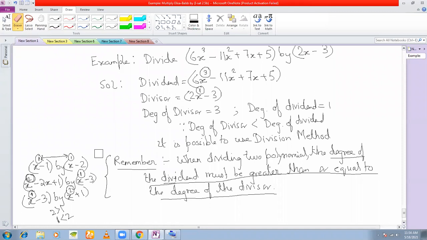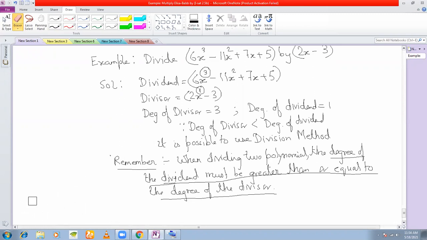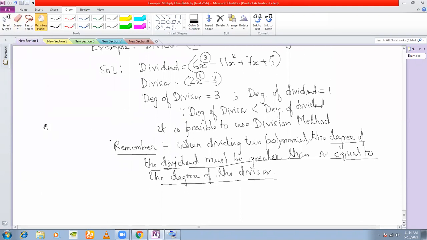No, sir. So once we know these two rules, that dividend is equal to divisor into quotient plus remainder, and that we can carry out the division if the degree of the dividend is greater than or equal to the degree of the divisor, now we shall proceed to perform the division. Okay, since this is the first example, I'm explaining right from the beginning.